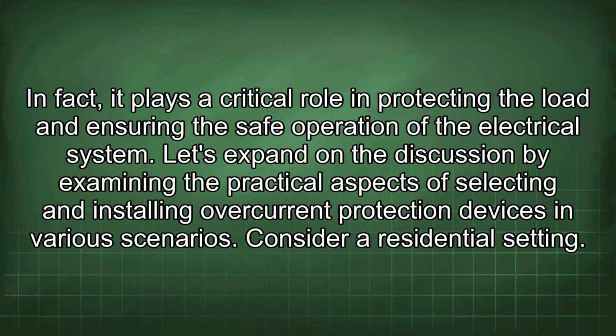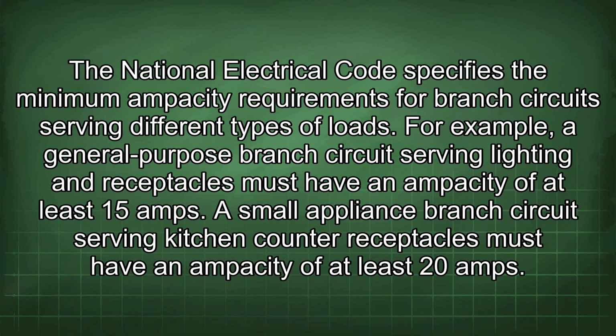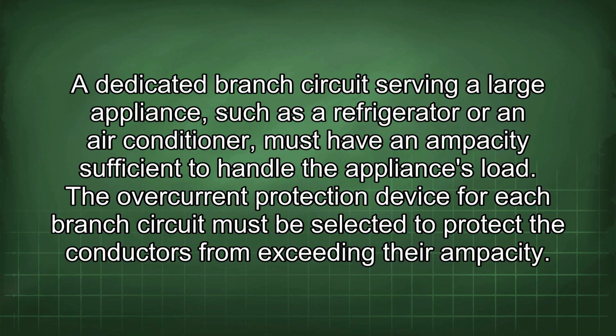Consider a residential setting. The National Electrical Code specifies the minimum ampacity requirements for branch circuits serving different types of loads. For example, a general-purpose branch circuit serving lighting and receptacles must have an ampacity of at least 15 amps. A small appliance branch circuit serving kitchen counter receptacles must have an ampacity of at least 20 amps. A dedicated branch circuit serving a large appliance, such as a refrigerator or an air conditioner, must have an ampacity sufficient to handle the appliance's load.